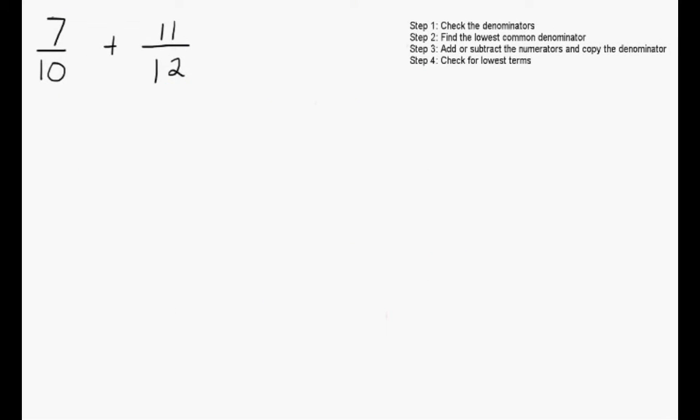Let's take a look at another example. In this example we have 7/10 plus 11/12. And as always, we have our method located up here. So, step 1 is checking to see whether the denominators are equal. Again, we see 10 on one side and 12 on the other, so they are not equal. So we're going to move on to step 2. Step 2 being finding the lowest common denominator.